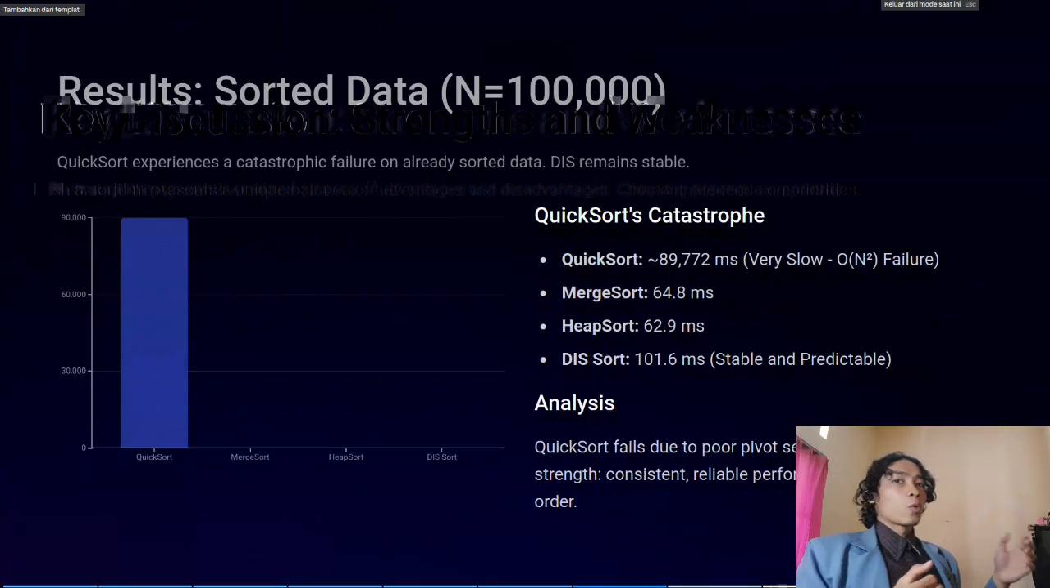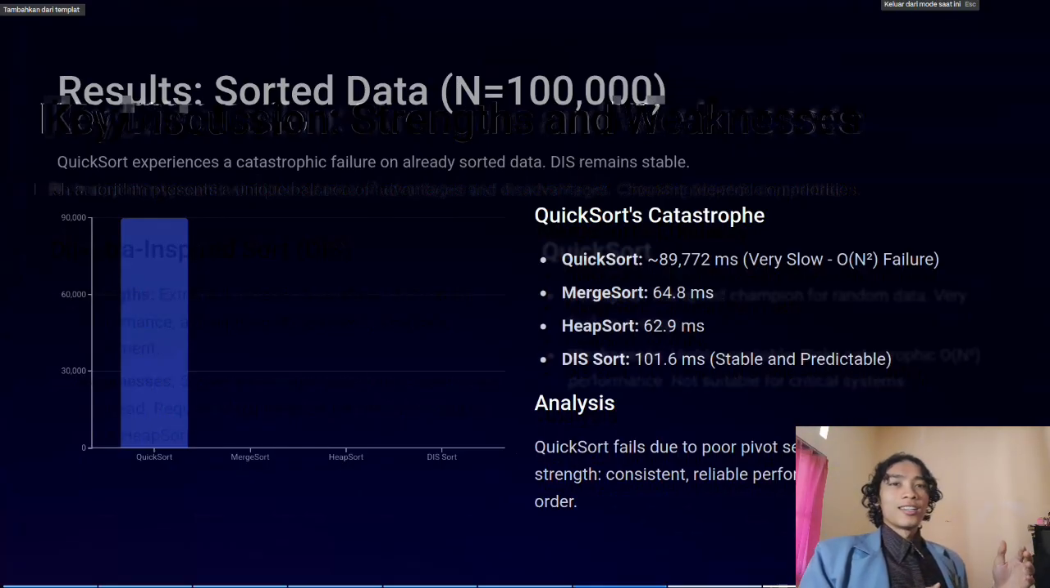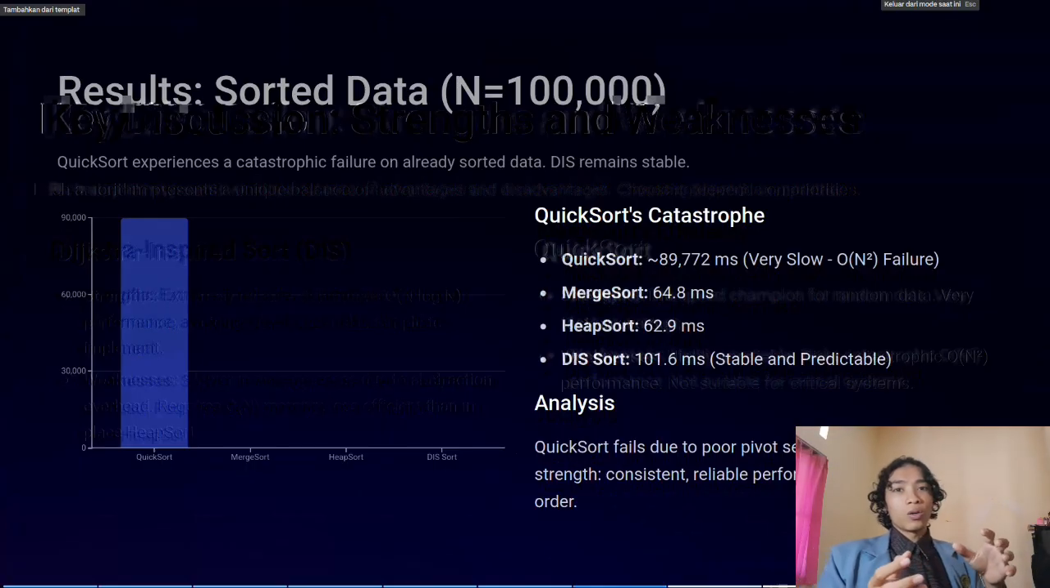On the other hand, Quicksort is a speed champion, but it comes with the risk of a massive performance failure. It's like a race car that's incredibly fast on a straight track, but can completely break down on a sharp turn. The choice of algorithm ultimately depends on what we prioritize: average case speed or guaranteed reliability.